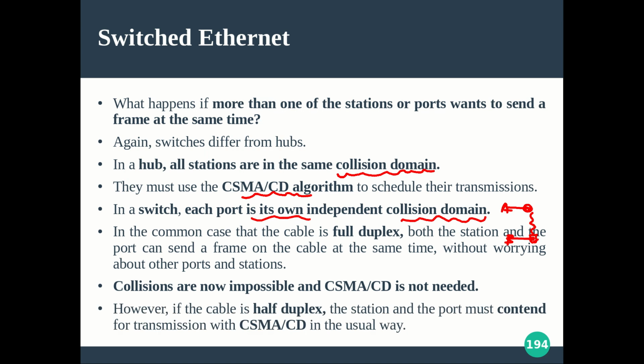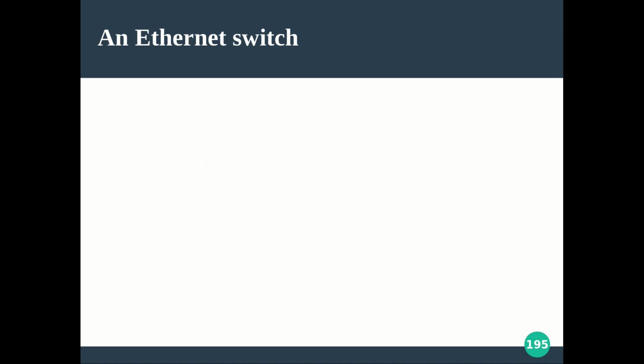However, if the cable is half duplex, the station and the port must contend for the transmission with CSMA/CD used in the usual way. So for half duplex switching, as the to and fro communication depends on the same port, collision chances are there, and at that time you can tackle it with CSMA/CD. But definitely for full duplex switching-based technology, you don't have to worry about collision at all, right?